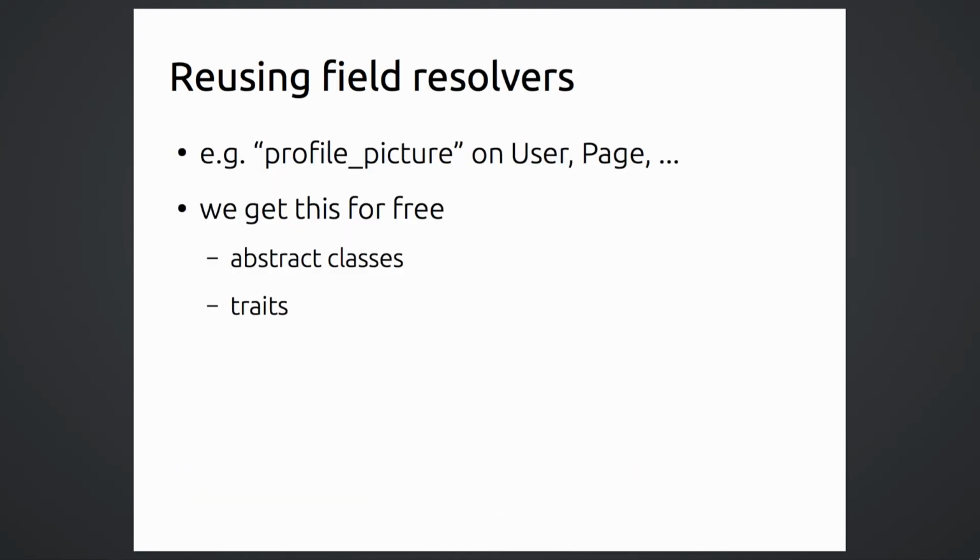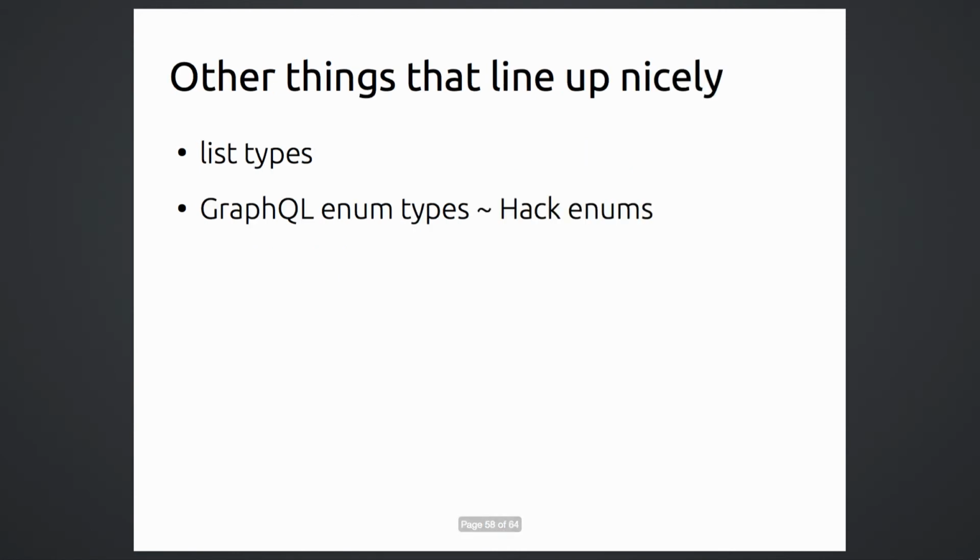So that's pretty neat. Another thing that people like to do is reusing their field resolver code. For example, let's say the profile picture field could be implemented in the same way on different types, and we don't want people to have to write this code over and over again. So this is something that we would get completely for free in a system like this, because we can use the methods that Hack already has for reusing code, like abstract classes or traits. And the list goes on. There are other things that line up quite nicely. For example, list types exist in Hack and in GraphQL in essentially the same form. Same thing for enum types.